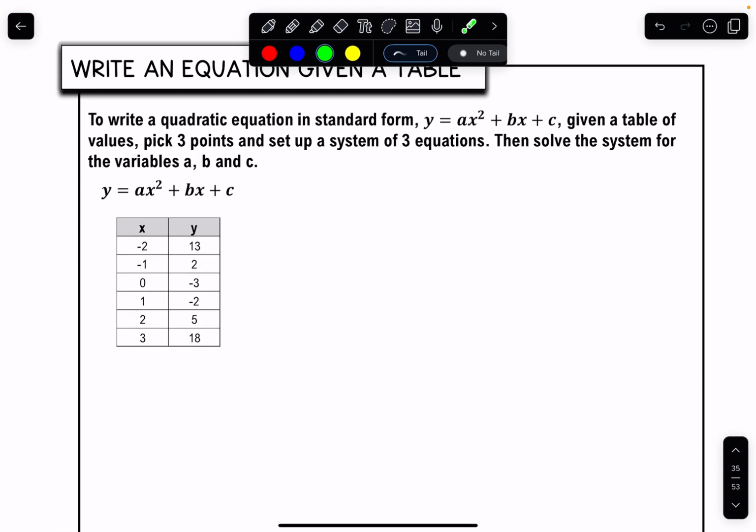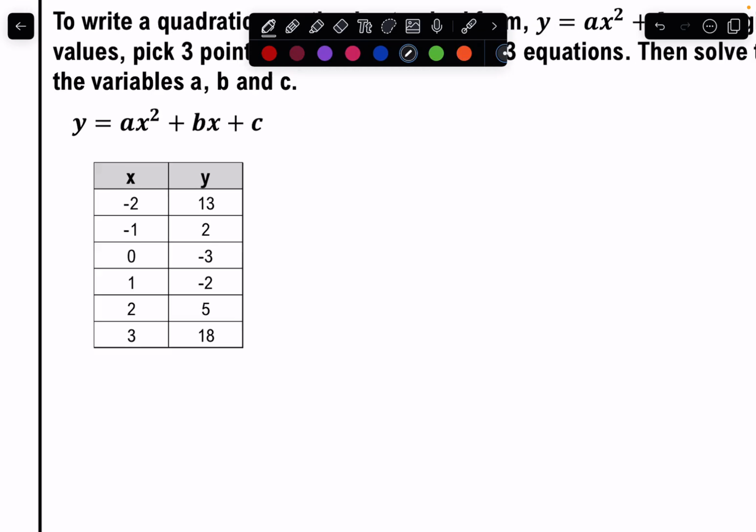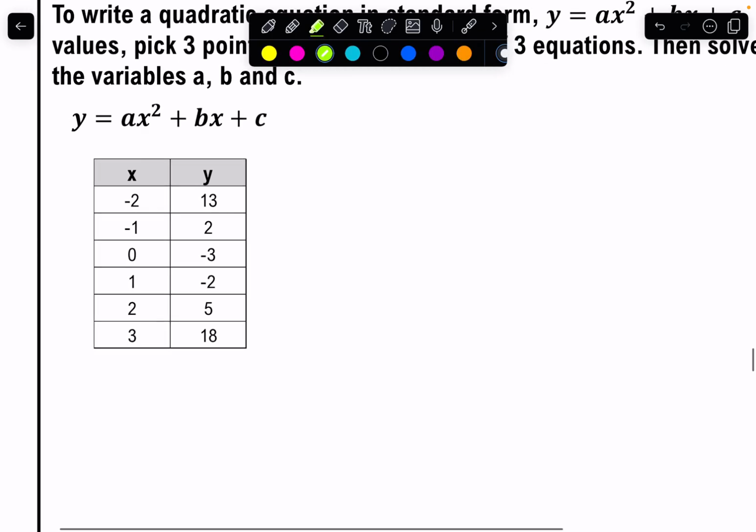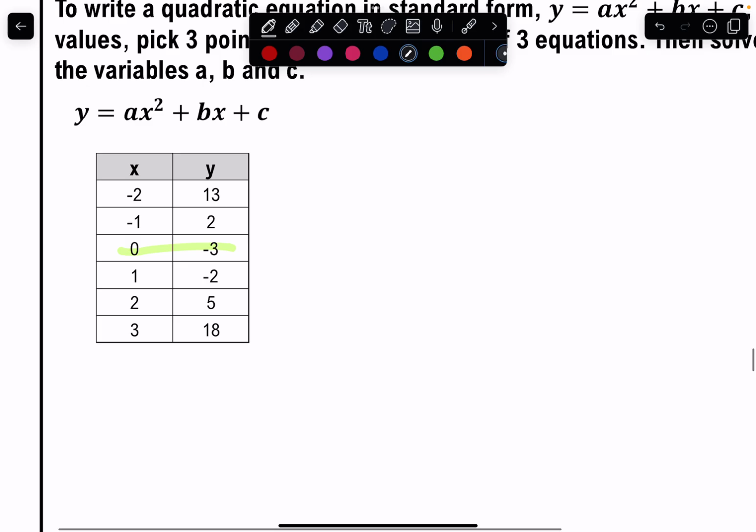But now, what if I give you a table instead? I said, here's a table of values. Go ahead and find that equation, write an equation for this quadratic. And just like before, if I give you a table and that table includes your y-intercept, I would start there, right? My y-intercept is 0, negative 3. My y-intercept is when x is not moving left or right, so that's why we're at 0. So I definitely pick this one.